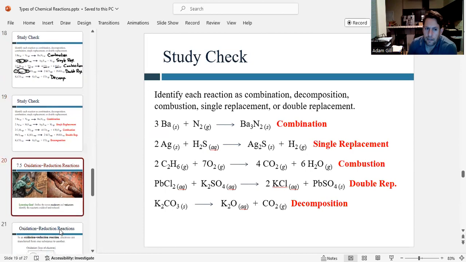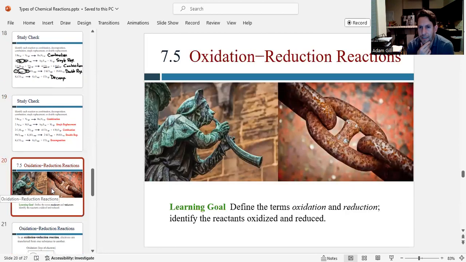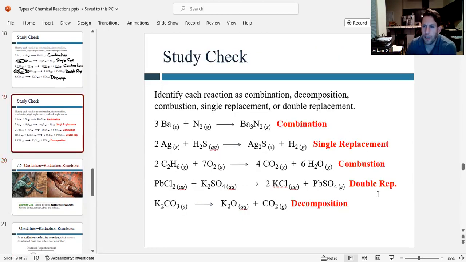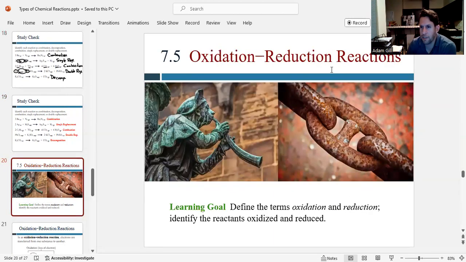Now, a separate way to classify a reaction is an oxidation reduction reaction. And so this is a unique characterization. These other five types can also be oxidation reduction. This is just a separate way to classify a reaction. Now, these two pictures are just some common examples of oxidation reduction. The copper statue here is turning green from copper oxide, or this metal chain is rusting, forming iron oxide.